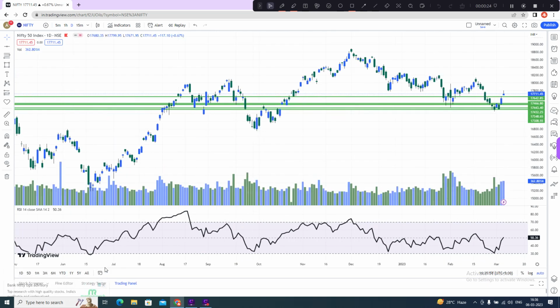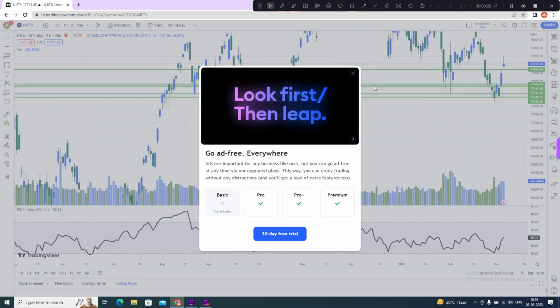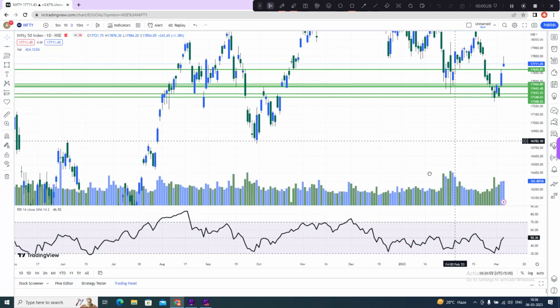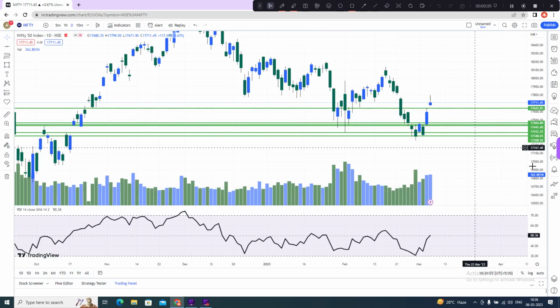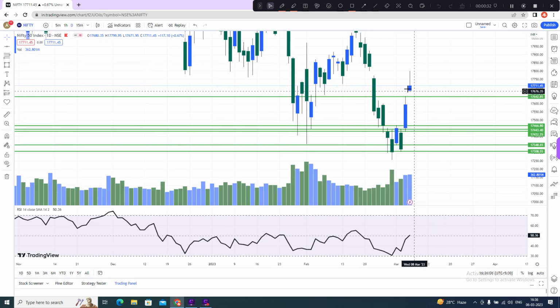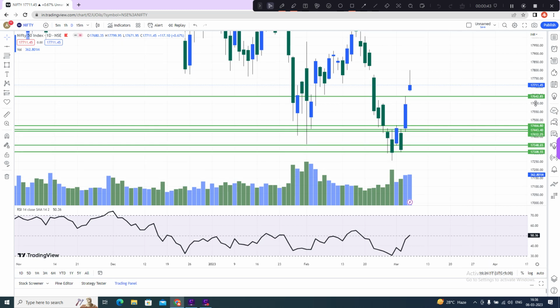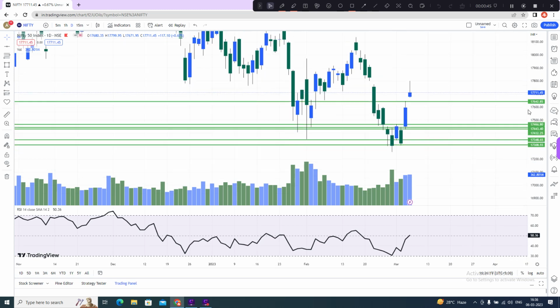So traders, in the daily chart we can see that Nifty opened with a gap up today. So Nifty opened at this level here and then went up. It sustained the gap up, and then there was some rejection and the price is closing at around this level, 17,711. So this sums up the price action for today.